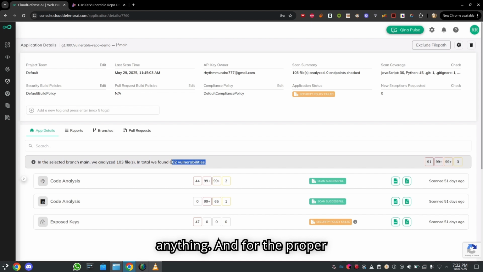And for the proper vulnerabilities, the must fix and good to fix vulnerabilities, we also provide remediation. So that's also so much time saved. So yeah, you can clearly see why we are better than other tools.